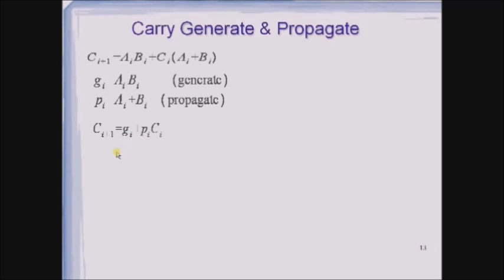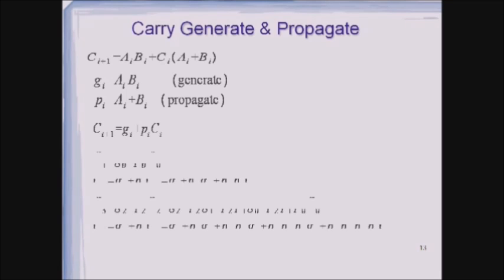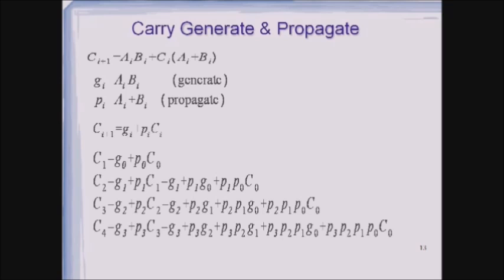Now we'll calculate the carries for all the stages, right from C0 to C3. So C1 equals G0 plus P0C0, and C2 is nothing but G1 plus P1C1. Just substituting the values of i: if i equals 0, then it becomes 0 plus 1, that is 1. If i equals 1, then it becomes 2. If i equals 2, then it becomes 3. So these are the expressions that we got for carry.